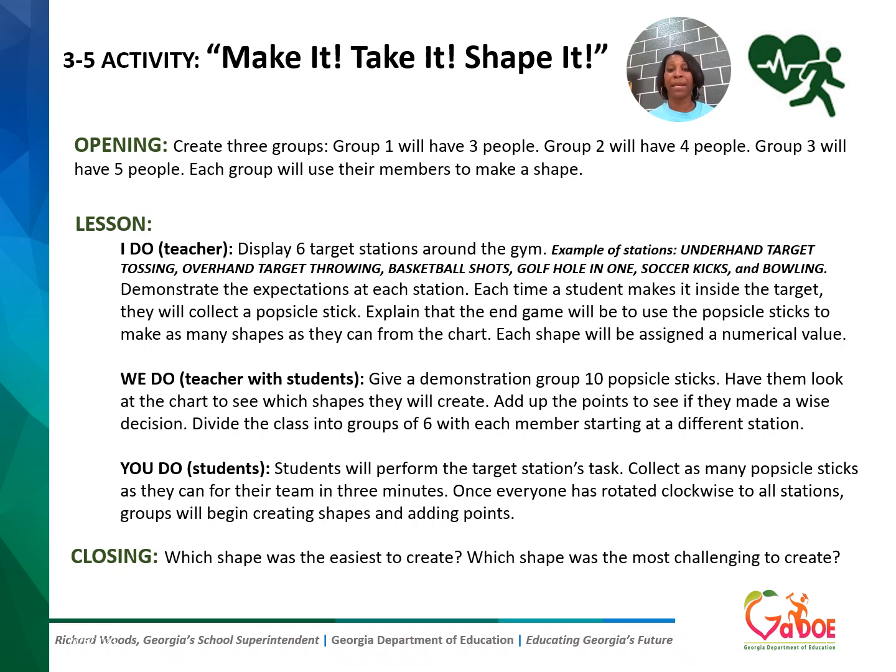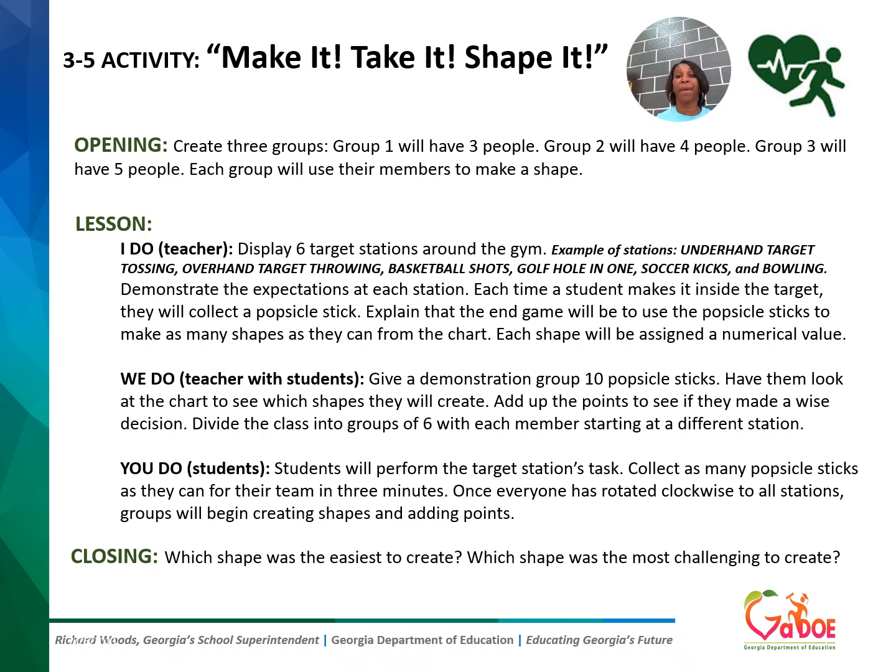Then I would go into my lesson, the I do, the we do, and the you do. I do, meaning me, the teacher, would display 6 target stations around the gym. Example of some stations will be the underhand target tossing, overhand target throwing, basketball shots, golf hole in one, soccer kicks, and bowling. I would demonstrate the expectations at each station.